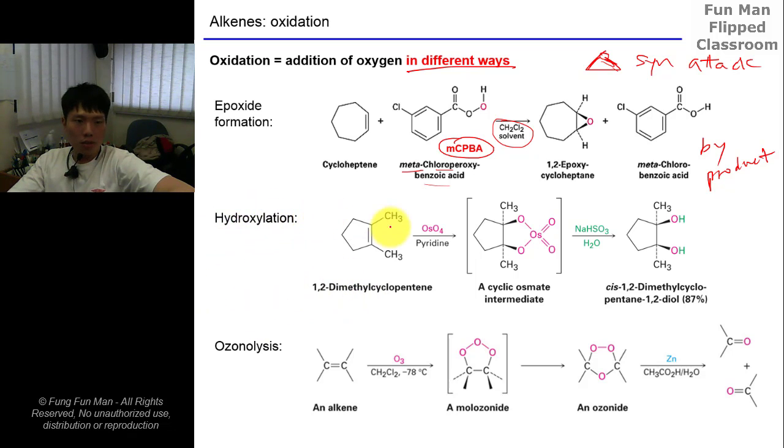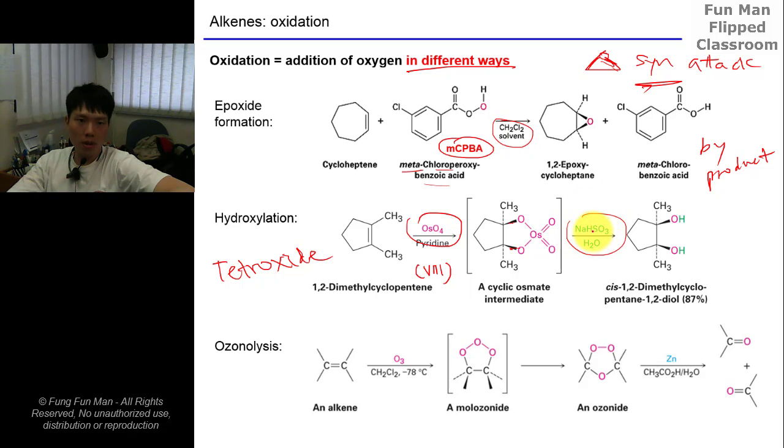For hydroxylation, we use osmium tetroxide, or osmium 8 oxide. Both are fine, okay? And again, you have a syn addition, because you see the newly created bonds are from the same side. This is an intermediate, a cyclic osmate intermediate. Subsequently, you add this reducing agent, which is sodium hydrogen sulfide. You get the cis 1,2-dimethylcyclopentane-1,2-diol. So the diol will be cis.